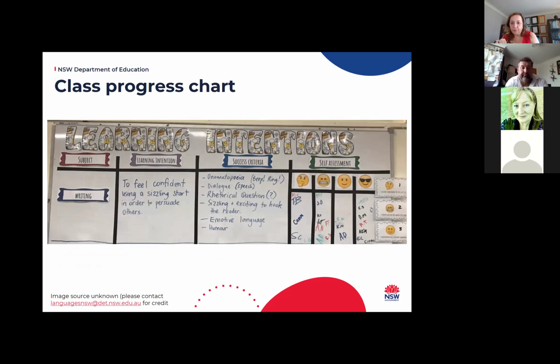Here's a class version of a progress chart, which is another option you may like to consider. Whilst it's for English, it shows you how it works with students writing their initials under how they feel.